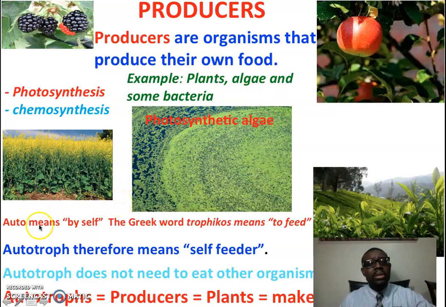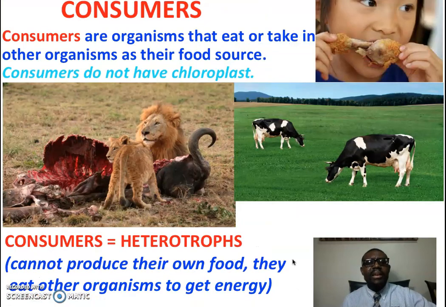Producers are autotrophs. Auto means by itself. The Greek word trophikos means to feed. So autotroph simply means self-feeder. Plants are producers, which means they make their own food. So autotrophs equal producers, equal plants, equal those that make their own food. These organisms make their own food. They are producers.